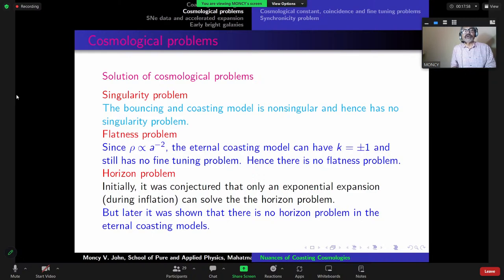Regarding the flatness problem and the horizon problem, we know that in the lambda CDM model, these problems are solved due to inflation. But in the eternal coasting model, the total density, including individual components, all vary as a to the power minus 2. So it can have k equal to plus 1 or minus 1, and there is no fine-tuning problem here. Hence, there is no flatness problem. Similarly, the horizon problem is absent in the eternal coasting model.